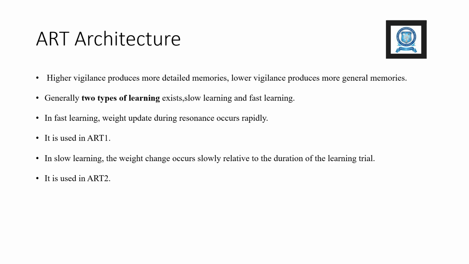Generally, two types of learning exist, slow learning and fast learning. In fast learning, weight update during resonance occurs rapidly. It is used in ART 1. In slow learning, the weight change occurs slowly relative to the duration of the learning trial. It is used in ART 2.